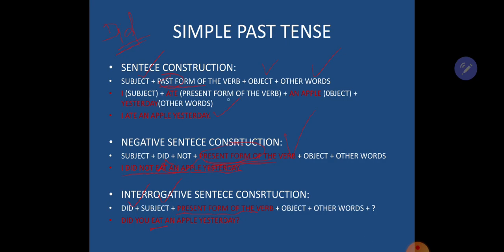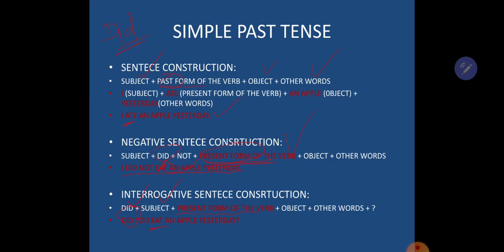When you have simple sentences in simple past, that is, I ate, here ate suggests past. But when we use did in a negative and interrogation, we do not use the past form of the verb, we use the present form of the verb.